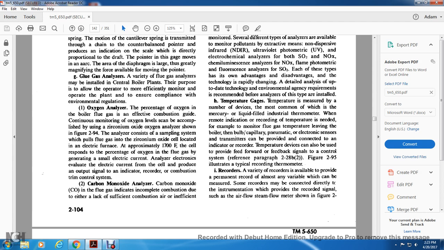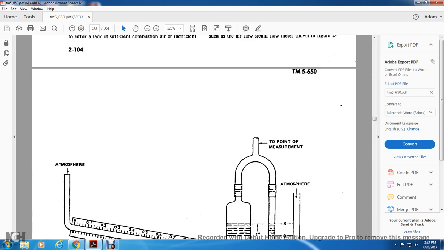Recorders are very useful, as they are available to provide a permanent record for almost any variable which can be measured. Some recorders can be connected directly to the instrument which provides the recording signal. This is an airflow meter shown in figure 2.